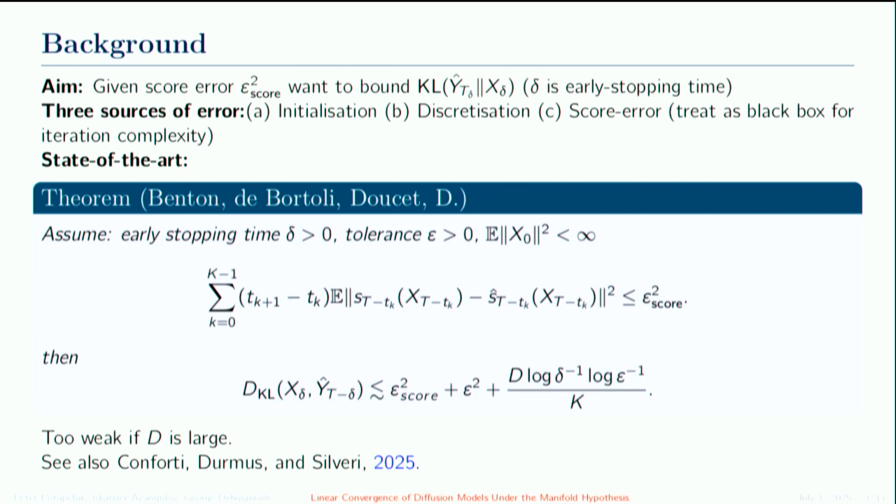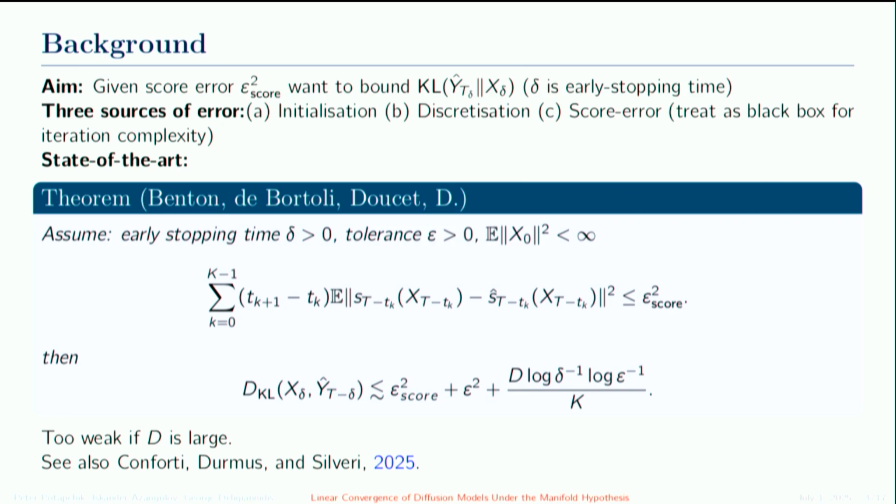So there is a lot of work that has been done in this direction, but in the interest of brevity, I'm just going to state in the general case what the state of the art is. Essentially, it's linear in the ambient dimension. So that's the dimension where the diffusion lives in. So again, this is in KL. Now, there are similar results in a paper by Conforti, Durmus, and Silveri.